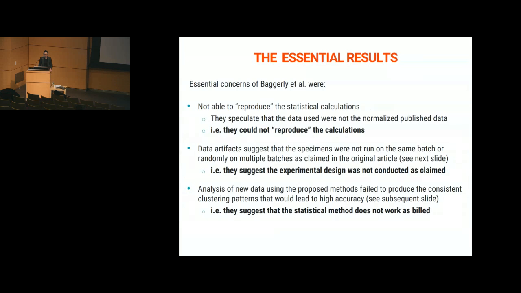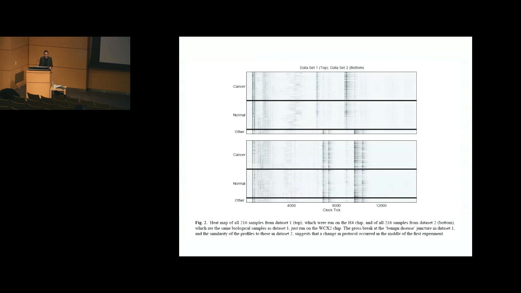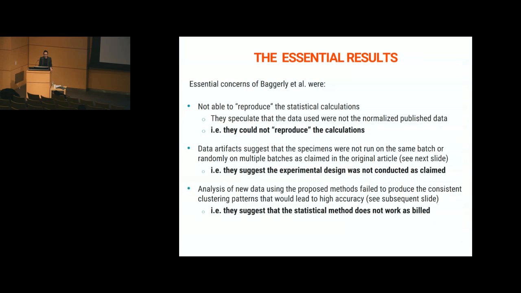Data artifacts suggest that the specimens were not run on the same batch or randomly on multiple batches as claimed in the original article. So they showed some data to prove that there was an experimental design that changed over time. And then analysis of new data using the proposed methods failed to produce the consistent clustering patterns that would lead to high accuracy, just the one that was reported. So they suggest that the statistical method does not work as promised.